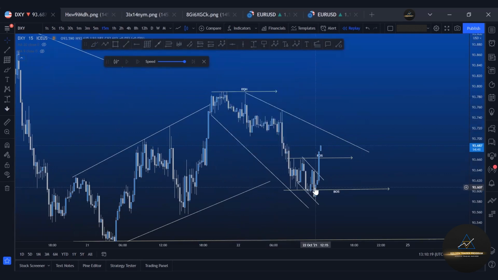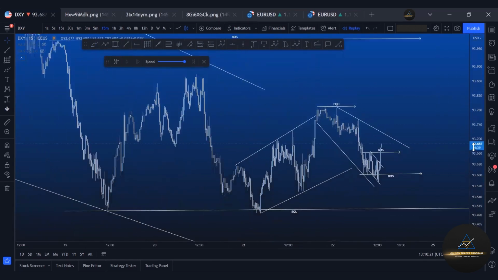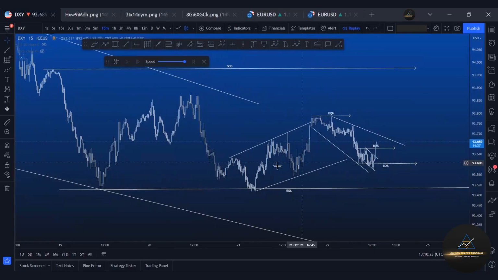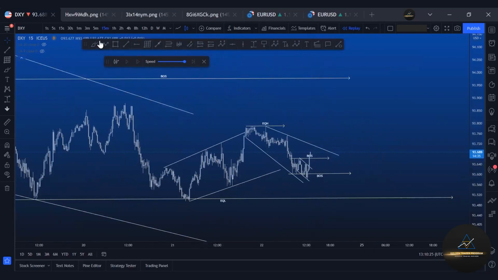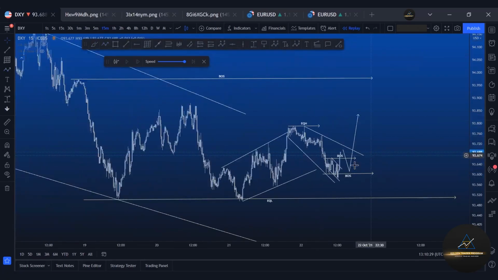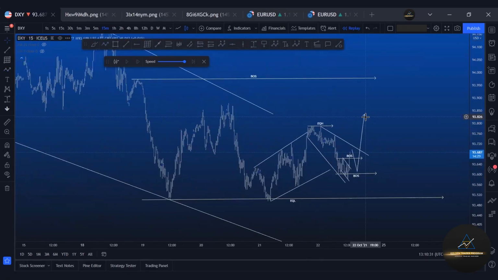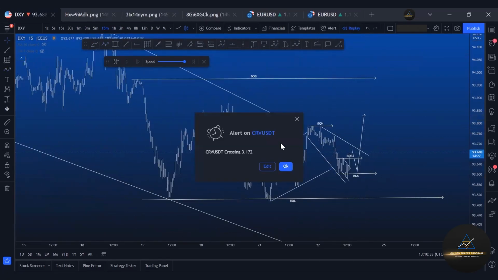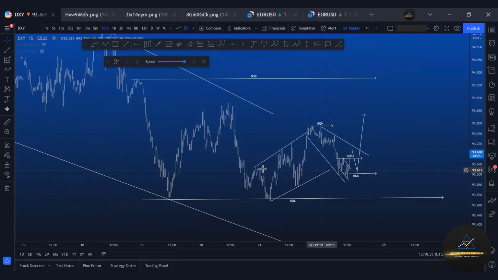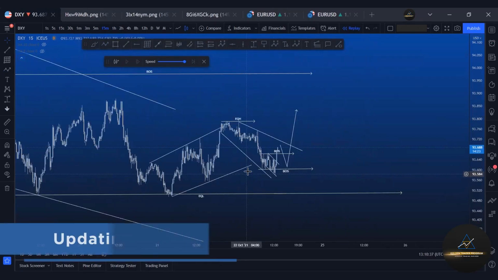Again, let's zoom in and out just to recap what is happening or what could potentially happen. So we've got a break of structure. So now we're definitely expecting some form of a retest and a continuation to the upside, right? So that is the game plan on the dollar. On Friday, it's 1 p.m. at the moment.